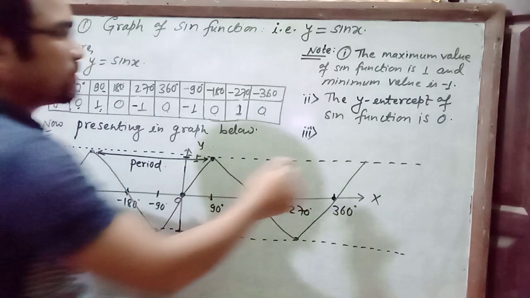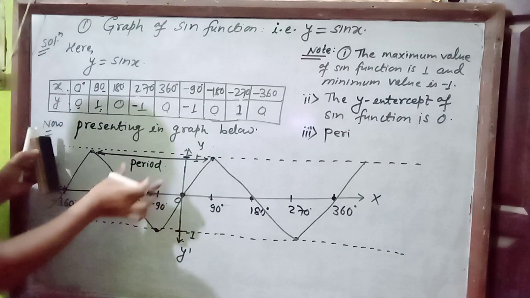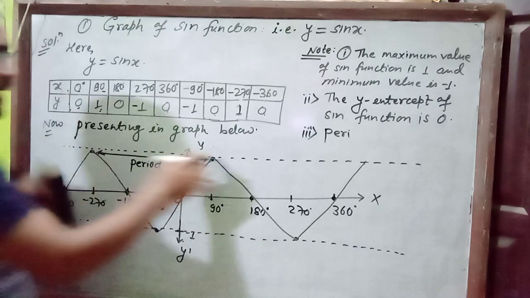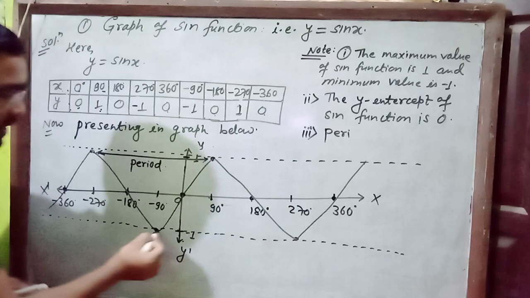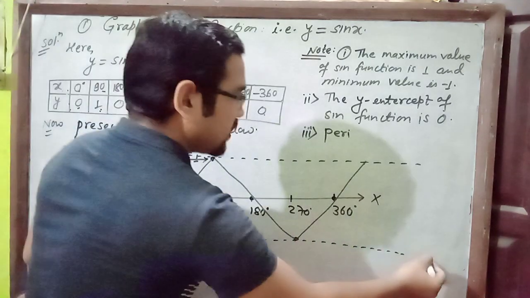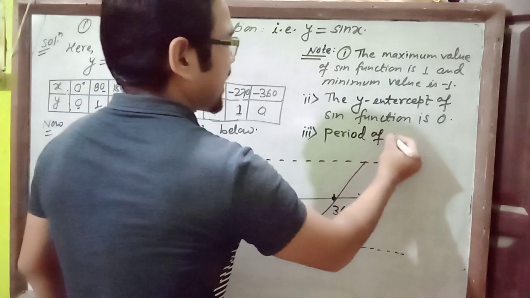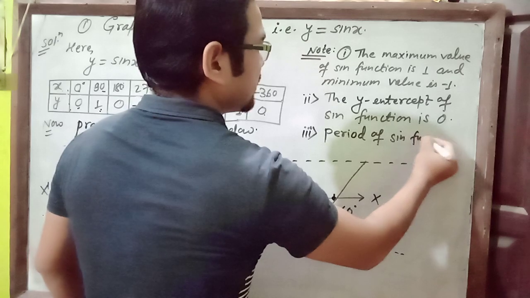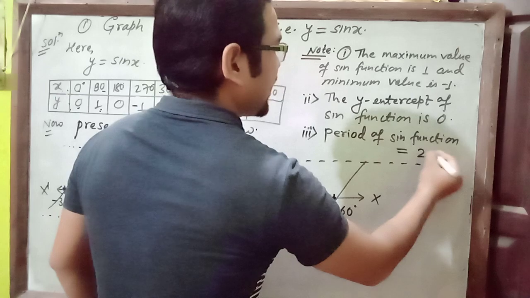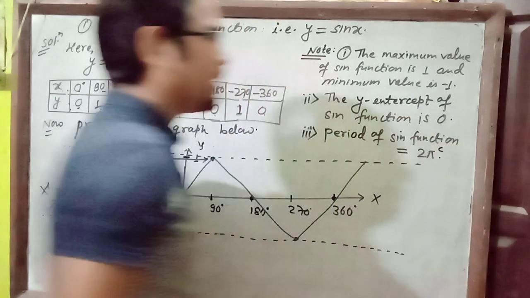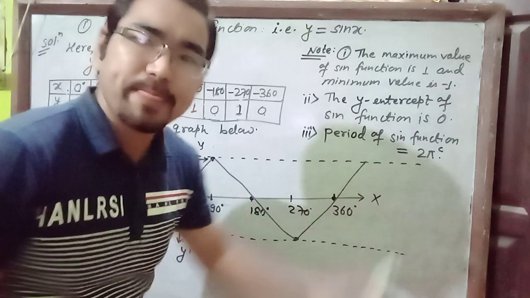Now here period of the sine function, this period, otherwise interval also we can say, the gap. The distance from here to here is 360 degree, this is also 360, the gap. If we take it below also, the distance from here to here is also 360, equal distances. Period of sine function is equal to 2 pi radian. We can write in the radian 2 pi radian. Otherwise, we can write 360 degree, like that.